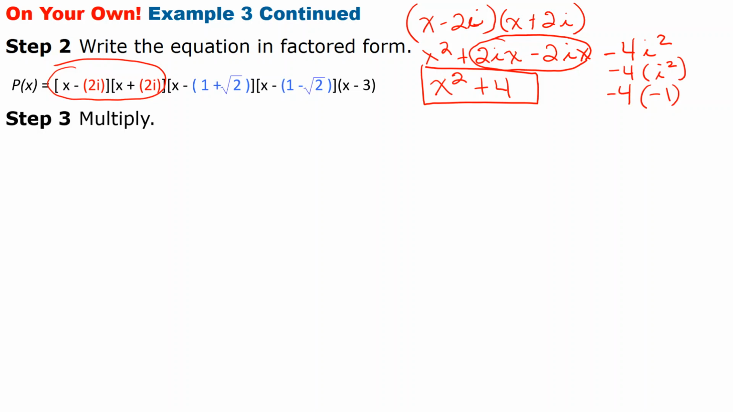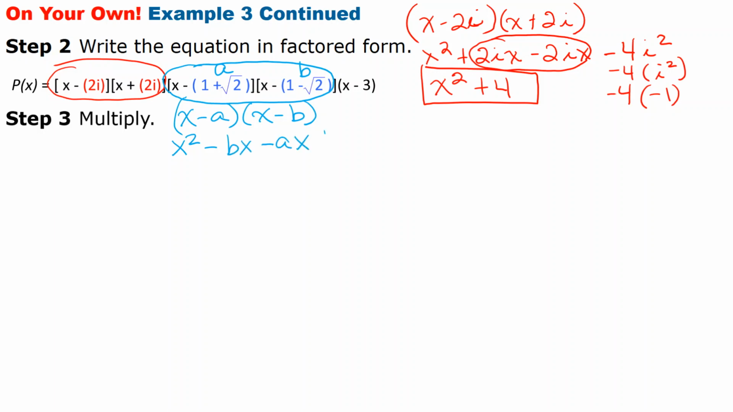The next one we're going to multiply together is this group, and this is the more complicated group. I'm going to call this piece A and this piece B, just to keep it a little bit less complicated. First of all, I'm going to write what my pattern is going to be. It's going to be x minus A times x minus B. When I FOIL that out, I get x squared minus bx minus ax plus ab.